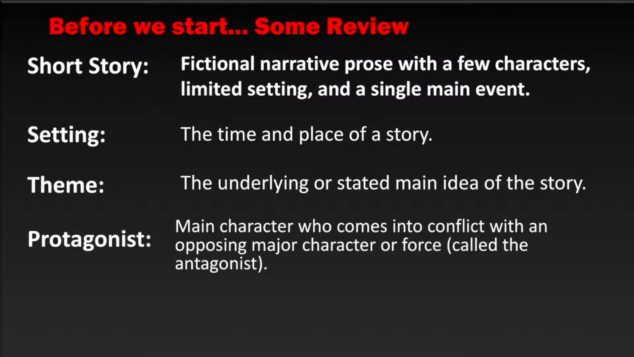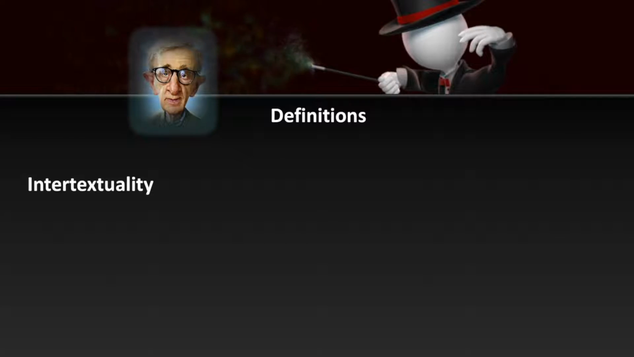And we're going to introduce a new term, a basic term called the protagonist, who's the main character who comes into conflict with an opposing major character or force, called the antagonist. We're going to focus on the protagonist, which in this homework assignment was Sidney Kugelmass, a professor of the humanities. We're not going to focus a lot on the antagonist with this reading because it's a little less clear who or what the antagonist is here. And we'll save that for a different point in the semester.